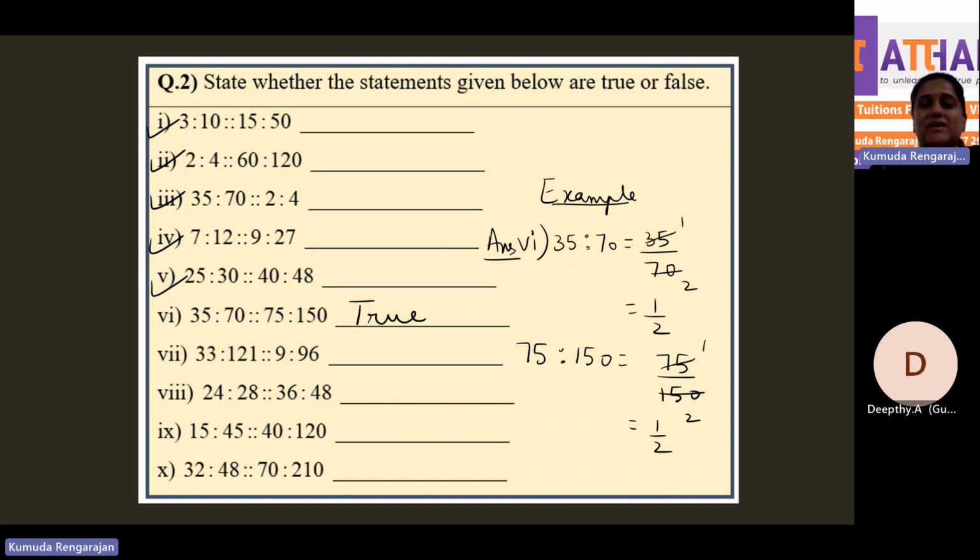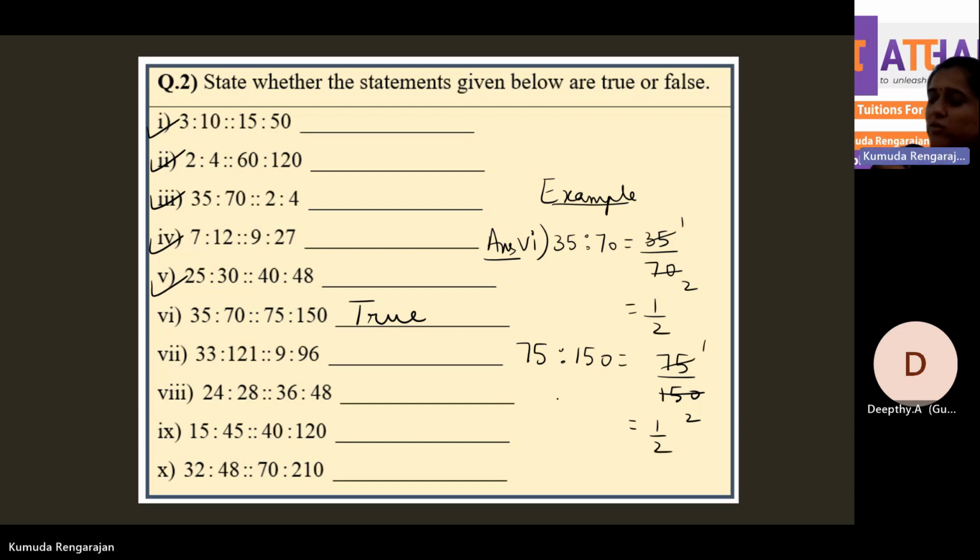Yeah. So understood the example, children. Here the question is, state whether the statements given below are true or false. All right. So how do you check if they're true or false? You need to work it like this. Correct?